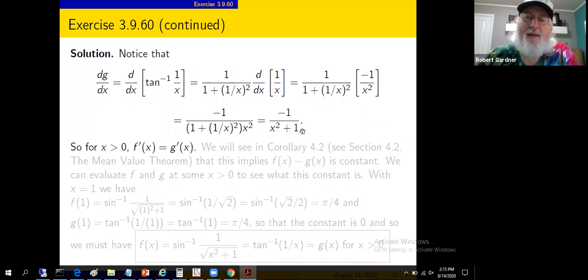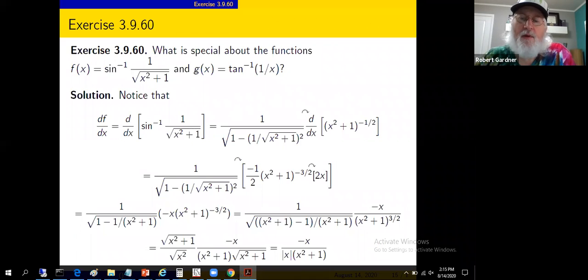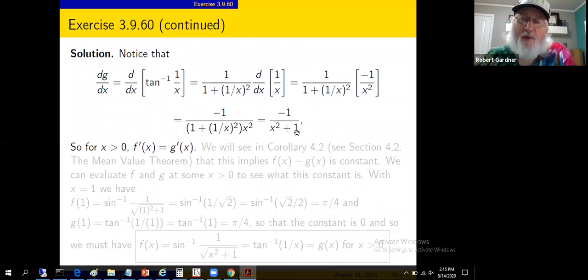Is that the same thing we had before? Let's go back. Did we have negative 1 over x squared plus 1 for the previous one? If x is positive, we did. If x is positive, then I can drop these absolute values, cancel the x's, and we get negative 1 over x squared plus 1. If x is positive, those two derivatives are the same. I guess that's special.